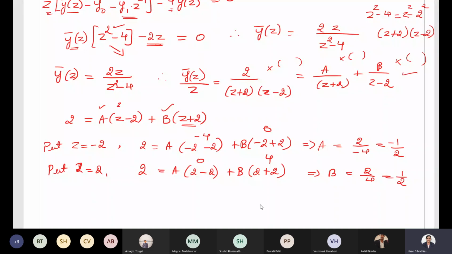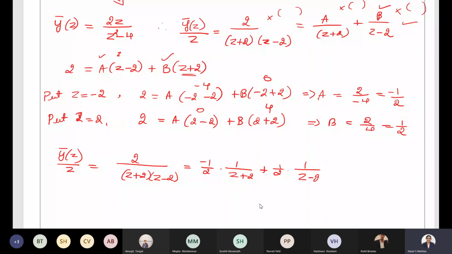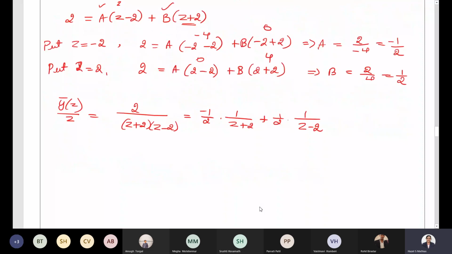So substitute a and b over here. What do we get then? Y bar of z divided by z is equal to 2 divided by (z plus 2)(z minus 2), that is equal to a value, minus half, into 1 by (z plus 2), plus b value, half, into 1 by (z minus 2). This is Y bar of z divided by z. Next, find Y bar of z. Multiply z on both sides. So we get minus half into z by (z plus 2) plus half into z by (z minus 2).